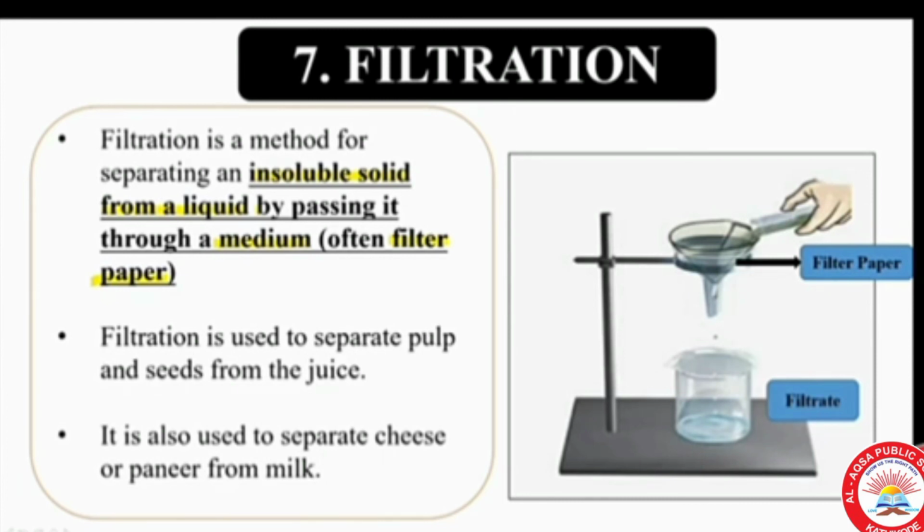The second one, we have already discussed. It is used to separate pulp and seeds from the juice, because this pulp and seeds are insoluble. It is easy to separate pulp and seeds from juice by filtration.